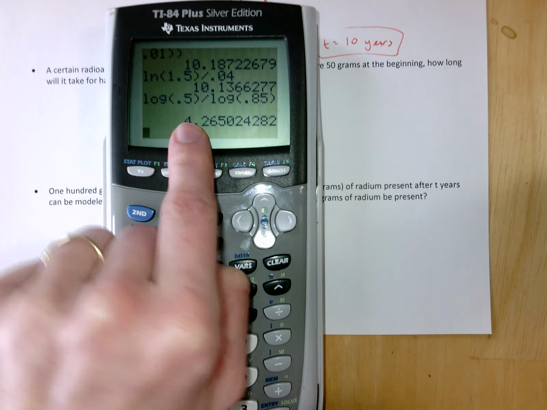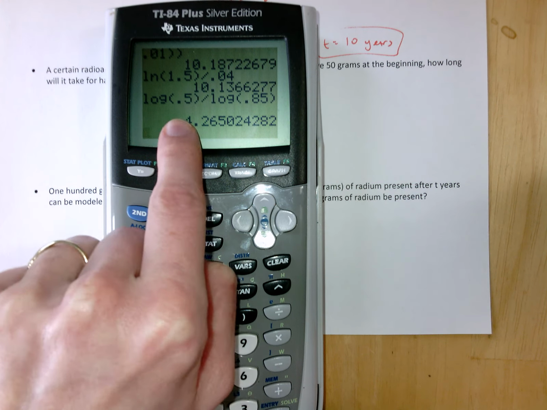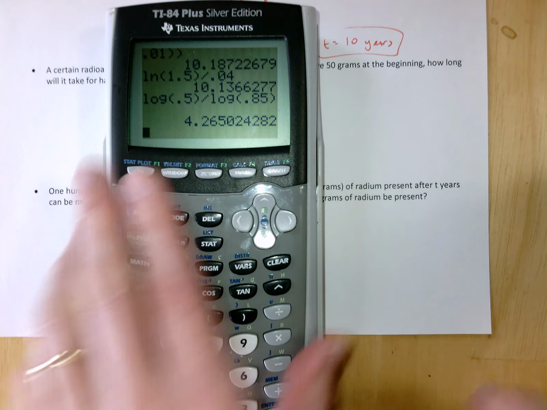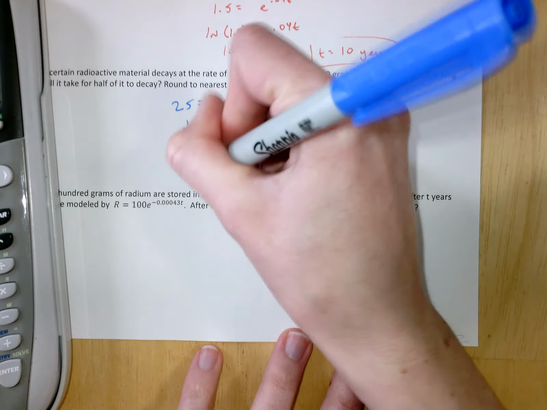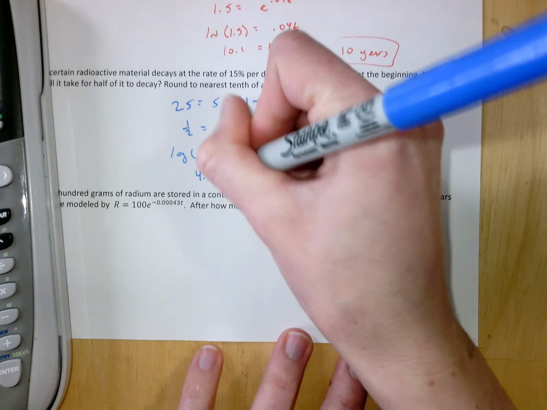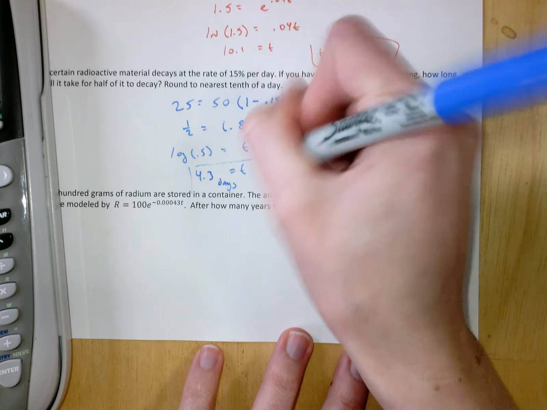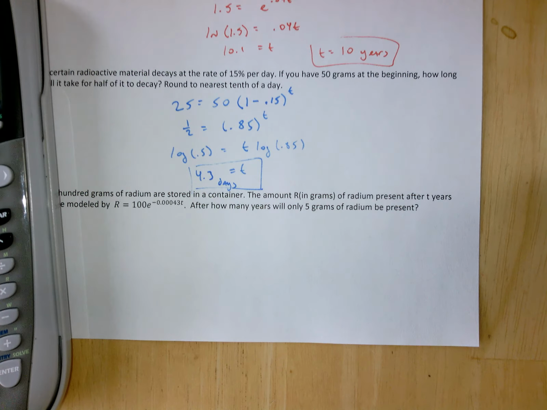And again, make sure you recognize the difference. You can't do log of 0.5 divided by 0.85. You have to have both logs, and watch out for your parentheses. So that works out to about 4.3 days. So it takes about 4 days for half of that substance to be gone, which is pretty quick.